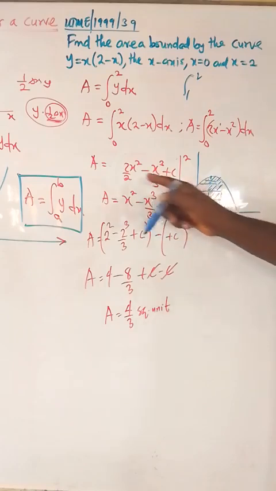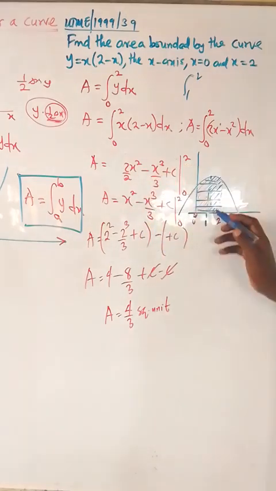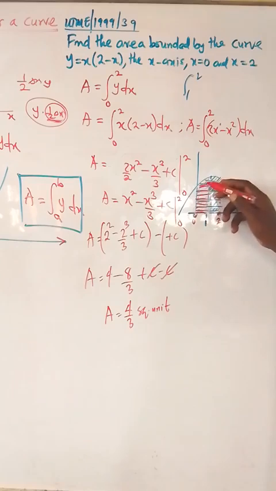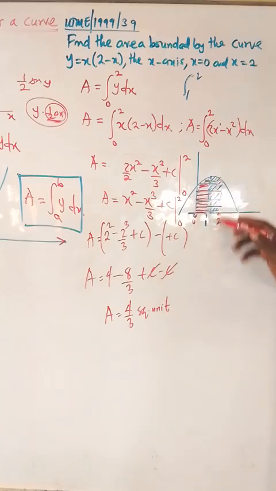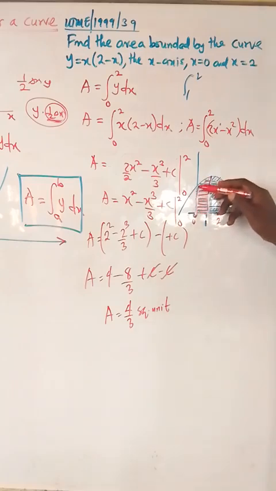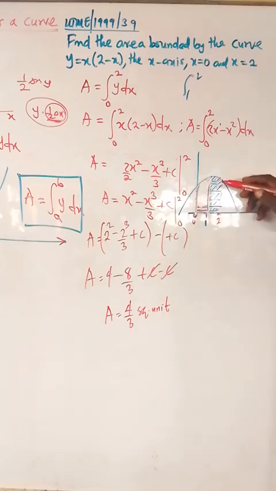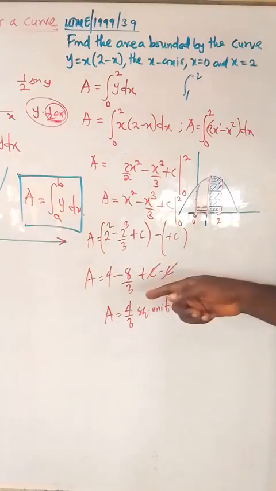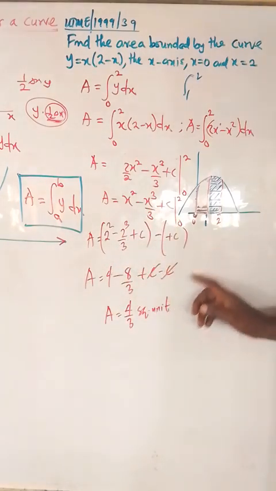If we insert 2 here, we are looking for the whole area from 0 to 2. If you now insert 1, that's the area between 0 and 1. But what is desired is between 1 and 2. So we are going to subtract this from the whole so that we can get the area we are looking for. So that is why, if you are given a boundary, we insert the upper limit first. Then we remove the lower limit from it.